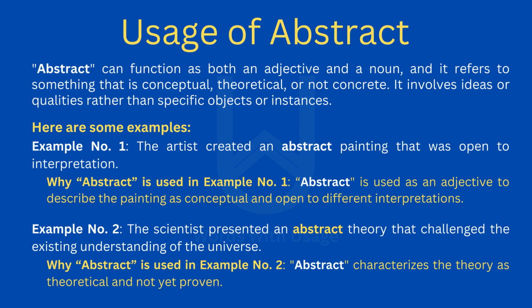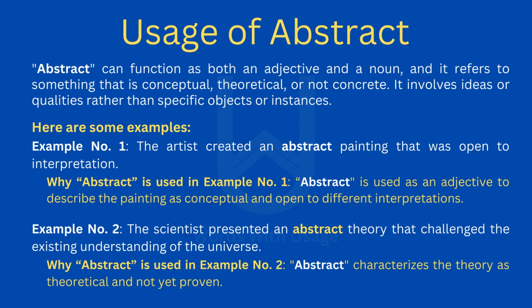Here are some examples. Example number 1. The artist created an abstract painting that was open to interpretation. Why abstract is used in example number 1. Abstract is used as an adjective to describe the painting as conceptual and open to different interpretations.